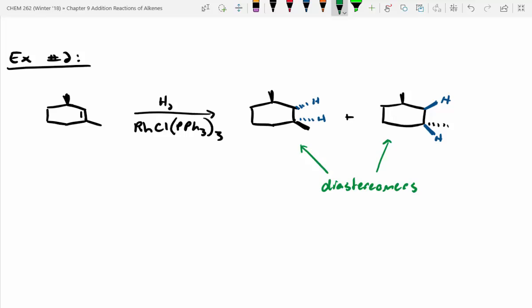These are easy to separate, right? They have different physical properties. You can distill them. You can isolate them using chromatography and separate them that way. However, quite often chemists want to avoid that. And so what they use are special catalysts, and we'll talk about that in a second. But this catalyst is unique compared to palladium and platinum. This actually does dissolve. So this is homogeneous.